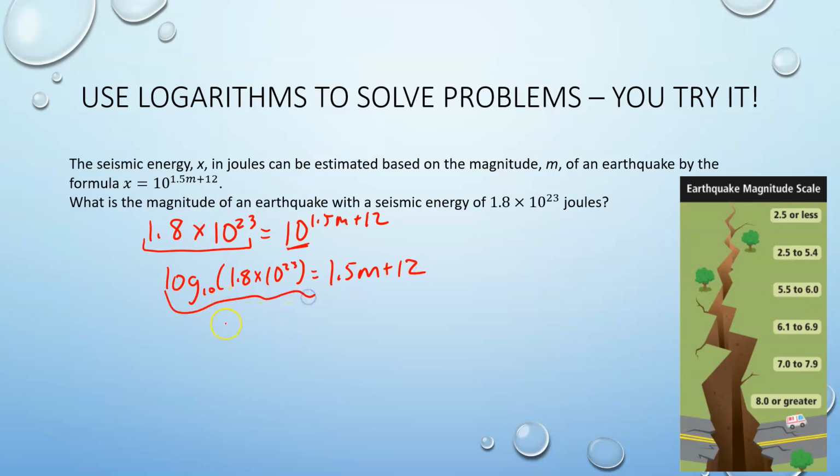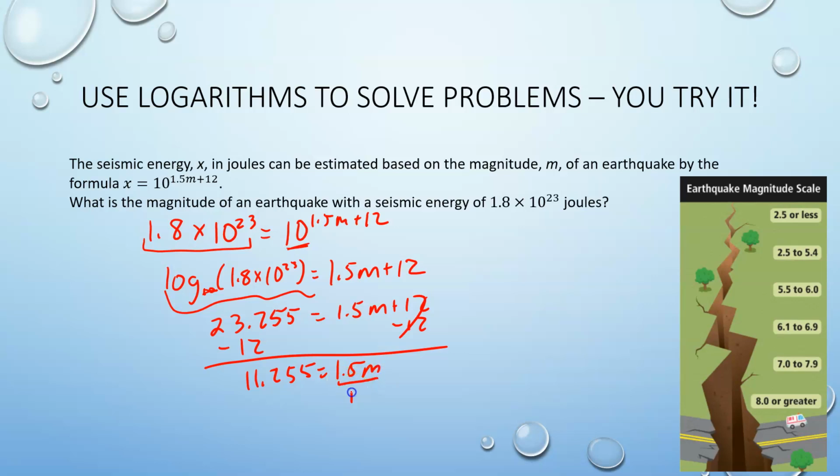This time I type this into my calculator. Obviously without the 10, I don't need that. Log of 1.8 times 10 to the 23 gave me 23.255. Hopefully you were able to get that as well. Again, if you made a mistake on that, double check your calculating. Subtracted 12, I got 11.255 equals 1.5m divided by 1.5. I got m equals 7.5 is the magnitude. Hopefully you were able to get that as well.